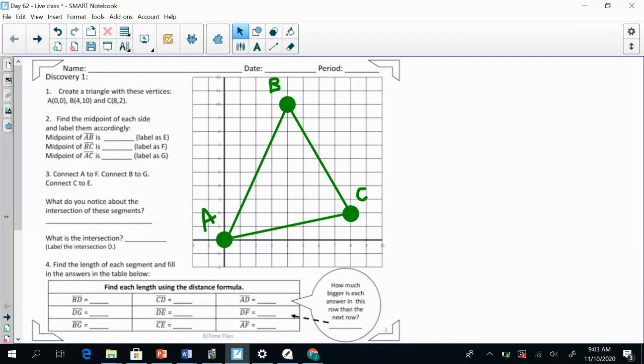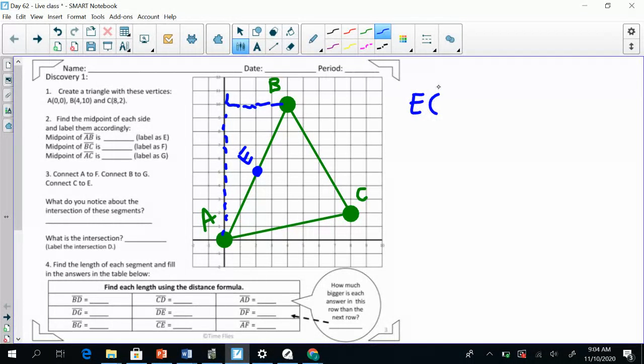You're going to find the midpoint, which you could do by taking your coordinates and adding your x's divided by 2, adding your y's divided by 2. But just as a reminder, you can also find your midpoint by counting. So it's a height of 10, and then over by 4. So halfway would be up 5, over 2. That would be your midpoint for AB, which is E. And E would be 2, 5.